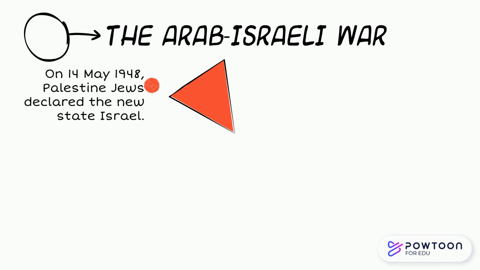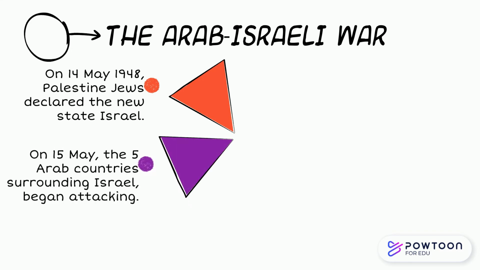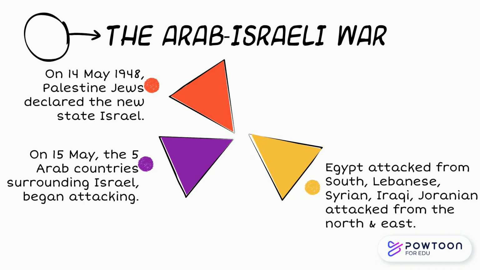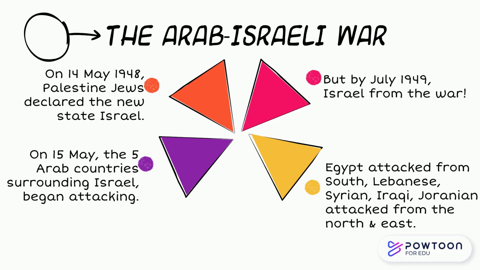On 14th May 1948, the Jews in Palestine declared the creation of a new independent state called Israel. However, Arabs did not accept the new state of Israel. On 15th May, the five Arab countries surrounding Palestine joined together to attack Israel. An Egyptian army attacked from the south. Lebanese, Syrian, Iraqi, and Jordanian troops attacked from the north and east. But all of this made it look like it was impossible for Israel to win.